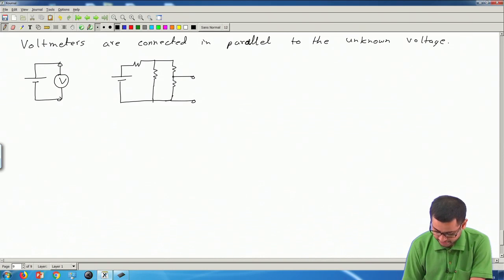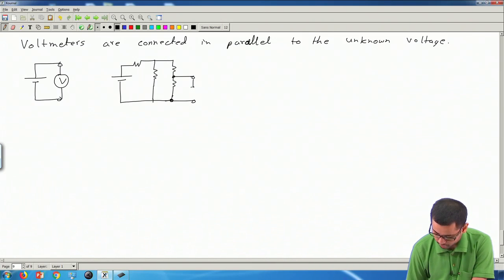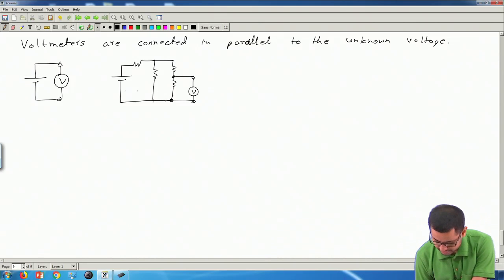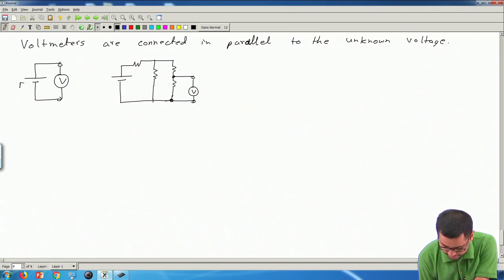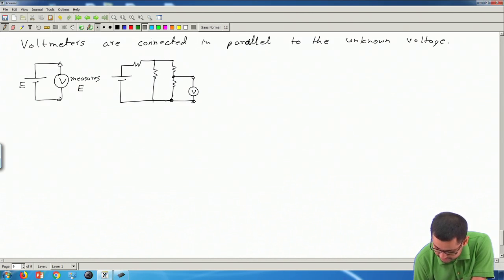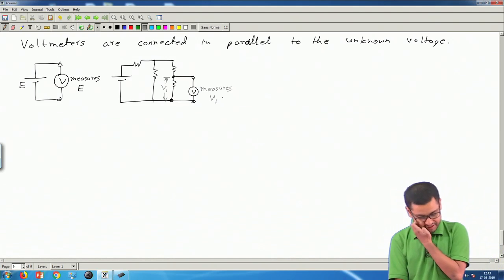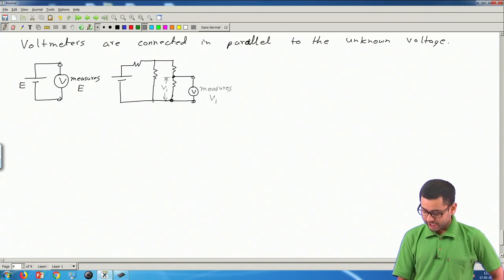I want to measure the voltage between these two terminals, then I have to connect the voltmeter V in parallel to this resistance. So this is always connected in parallel. If I call this E, then this voltmeter measures E. In this circuit, if I call this potential drop V1 between these two terminals, then this voltmeter is measuring voltage V1. So voltmeters are always connected in parallel to the unknown voltage that we want to measure.